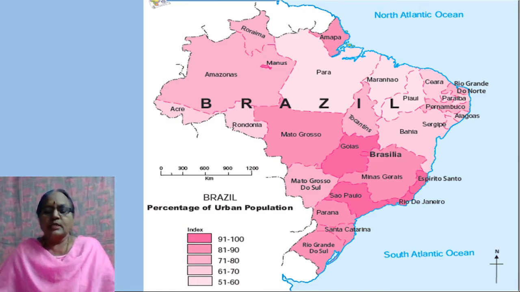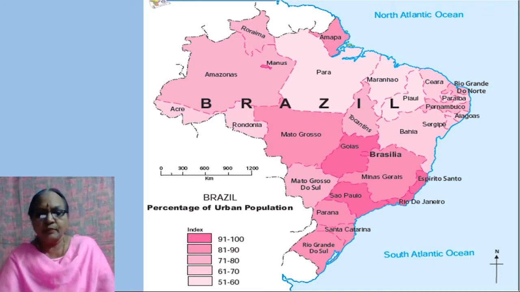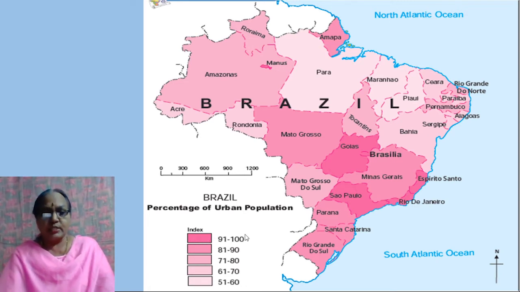Now, this is a map which shows you the percentage of urban population of Brazil. Now here on the index, we can find different colors have been used. The first one, that's the darkest one. Here you find 91 to 100% of the people live in urban areas.